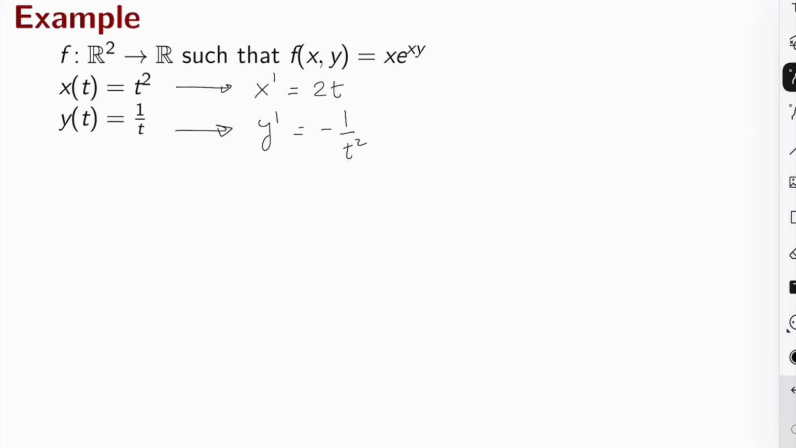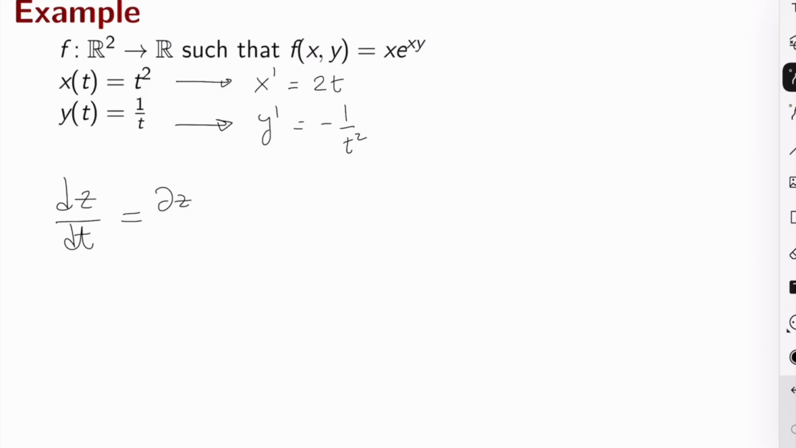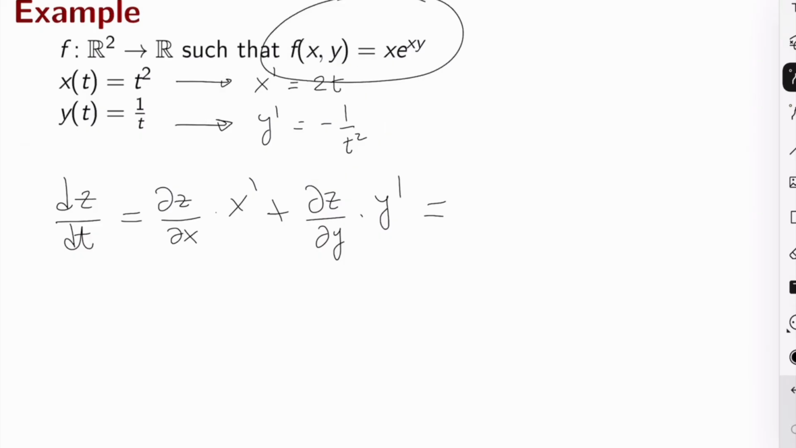So these are the derivatives that we need to put in our formula to calculate the total derivative of z with respect to t. According to that formula, it's going to be equal to the partial derivative of z with respect to x times x prime, plus the partial derivative of z with respect to y times y prime. So x prime and y prime, we just calculated them. Let's calculate now the partial derivatives of this function. First we need the partial of z with respect to x.